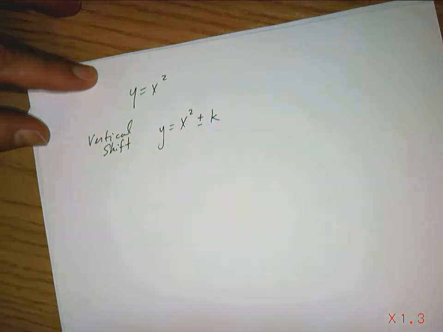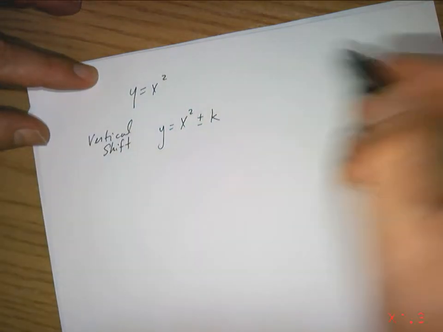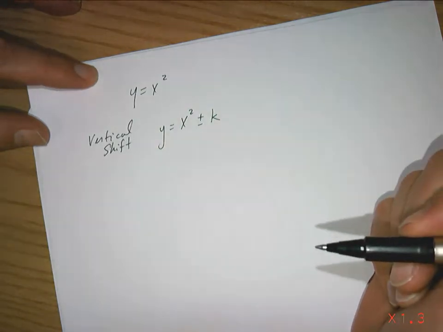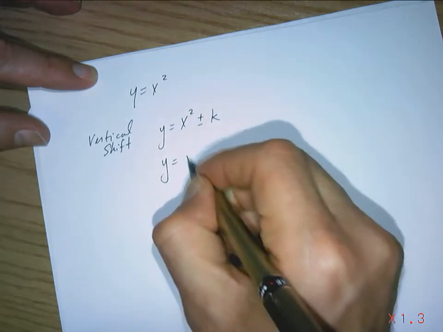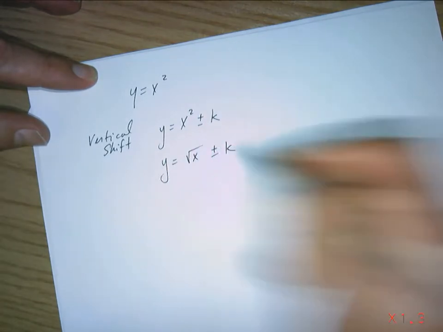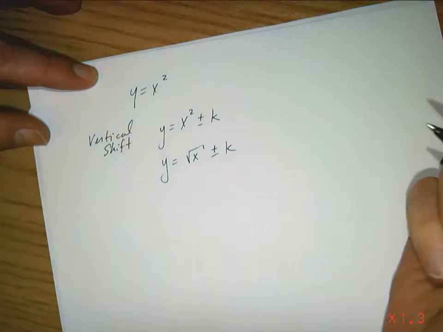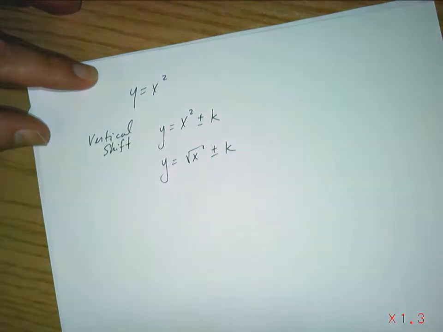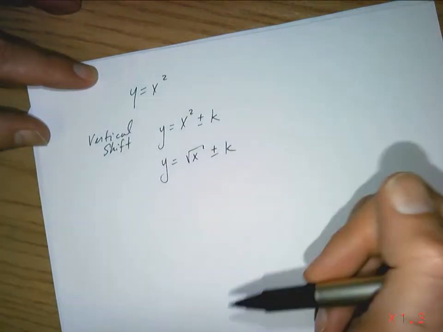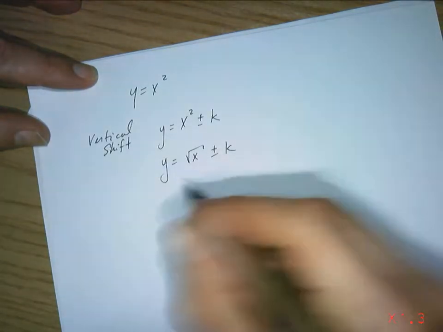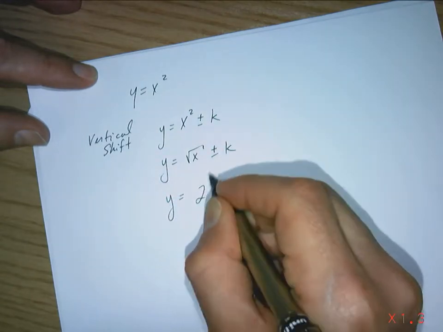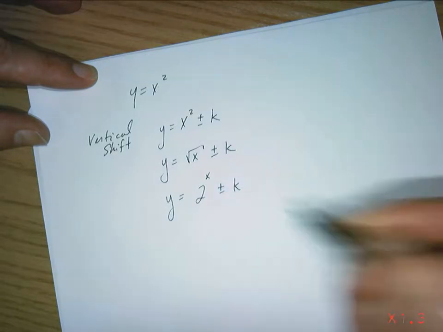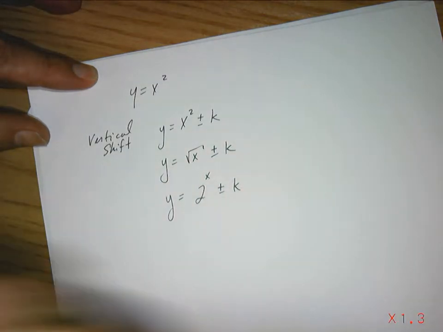Now, we can change this function, and it would just be a different base function being moved up or down. So it would actually be the same for the square root function. You'd take the square root function, and you'd add or subtract a numerical value, and that would be your vertical shifting of that function up or down. Well, the same is true for the e to the x, or the 2 to the x function. You would plus or minus k to that, and it would move up or down vertically.